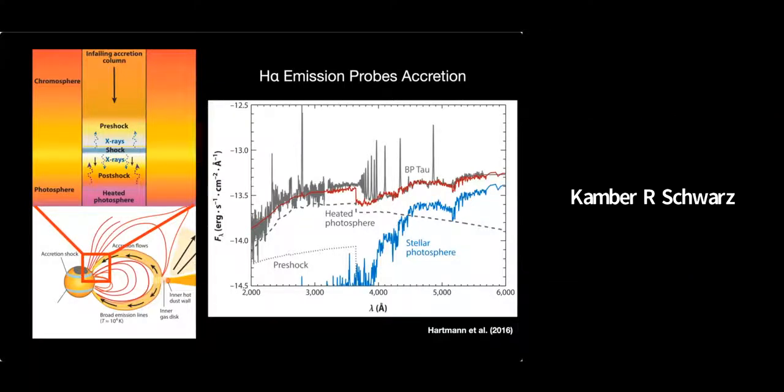Yifan, before you go on, we have a question in the chat from Josh Eisner, who asks, if there is accretion, why would we think the IR emission would trace the photosphere?